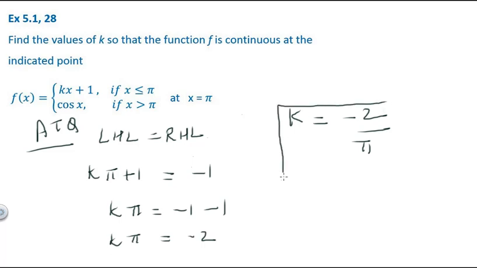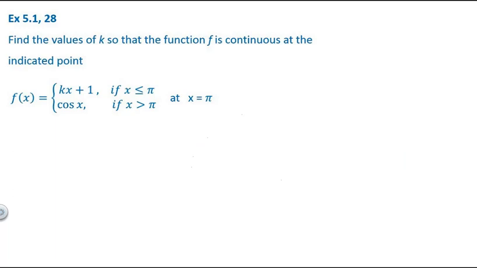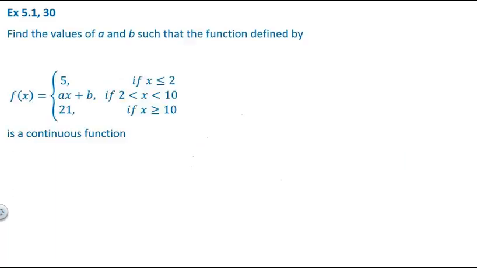So this is the value for the constant k if this function which is given to us in question number 28 is continuous at x equals pi. So this is about question number 28. Let us go to the next question now. So here comes question number 30.